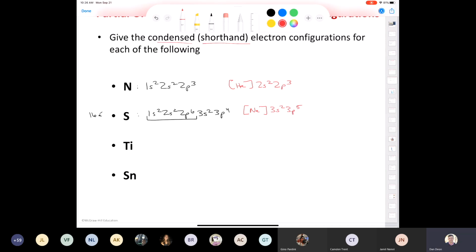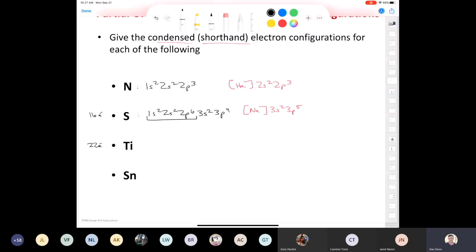Titanium has a total of 22 electrons. Can anybody tell me what the noble gas is that precedes titanium? Again, not a trick question. Mr. Dion does not like trick questions. Yeah, thanks, Ashlyn. It's argon. Exactly. Good. Alexis, Lindsay, whole gang. All right, everybody says argon.